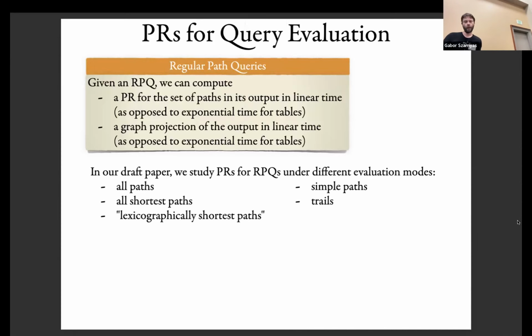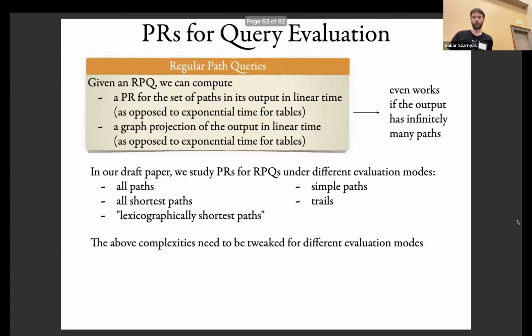And in our draft paper, we study path representations for regular path queries under all these different evaluation modes that the standard supports, and these things can even represent infinitely many paths with a finite representation. From a very academic point of view, I'm also wondering if this can help you extend the language in some way, so that the query language can deal with infinitely large intermediate results that you can present in a finite way. But that's a whole other level.